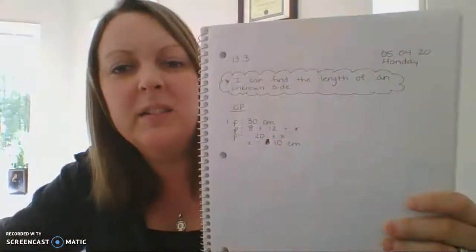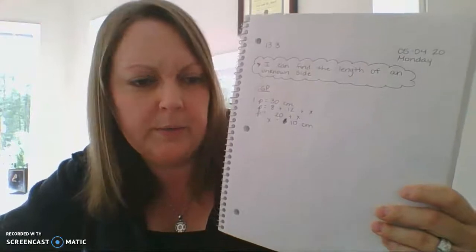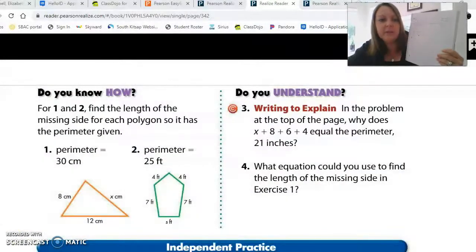Perfect. So I know that the unknown side, the x, should equal, oh, I'm writing 30. No, I'm just going to give that a little cross out. This is why you should not use pen. X equals 10 centimeters. Okay, sorry, my paper is a little bit messy. I'll try to do better on the next one. And the reason for that is because if 8 plus 12 is 20, you have to figure out that this is 10 centimeters because that would equal 30 centimeters for the perimeter around the triangle.